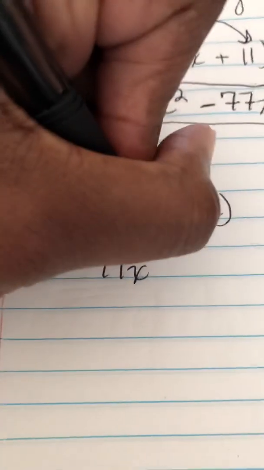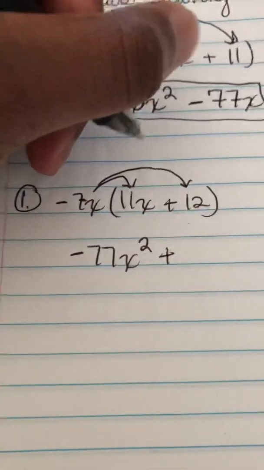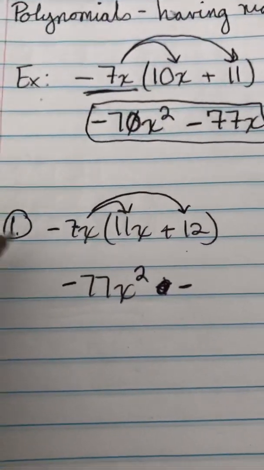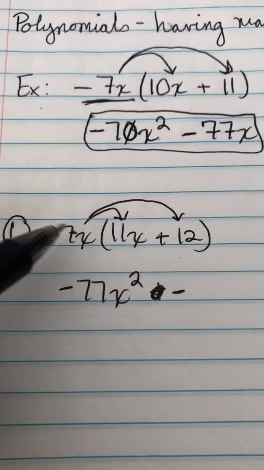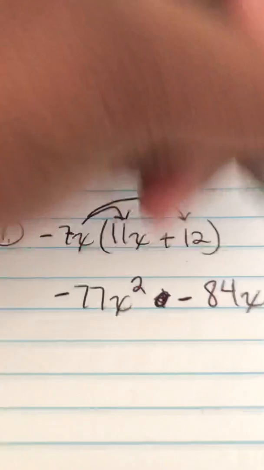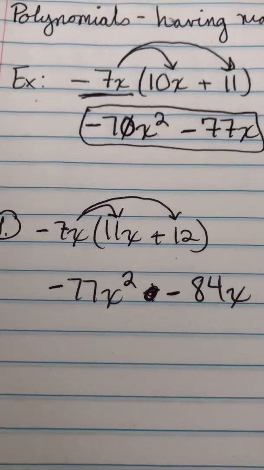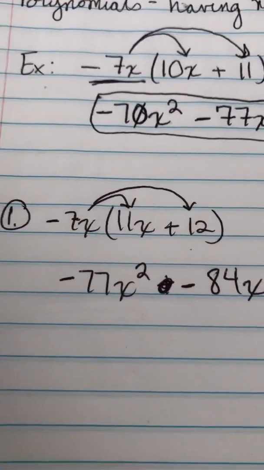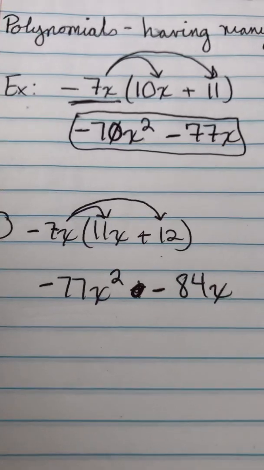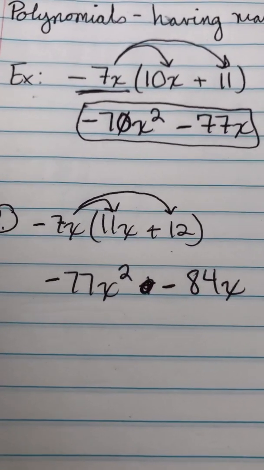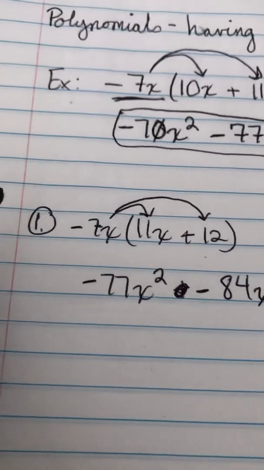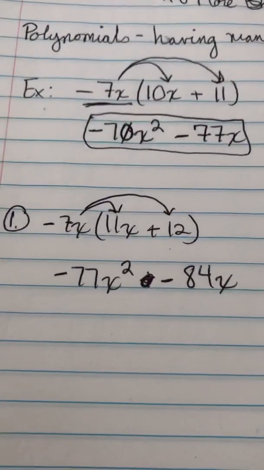77x to the second power, plus, I keep saying plus, minus because it's a negative, negative 7 times 12, that's going to be negative 84x. Okay, and that looks like that is letter A, because the only one that has 77 in it is D, but they didn't multiply the 7x times the 12, so that's why it's letter A.